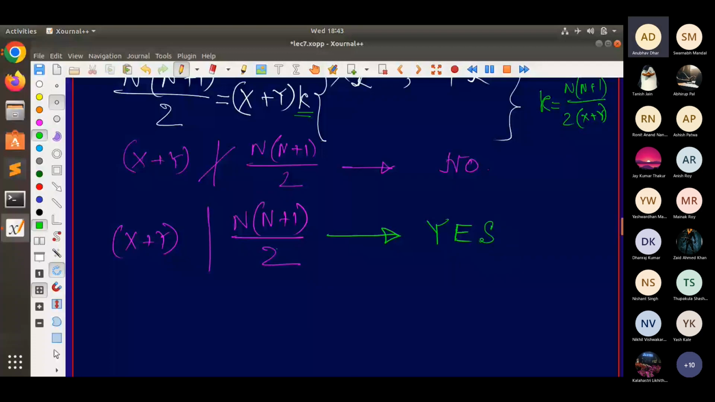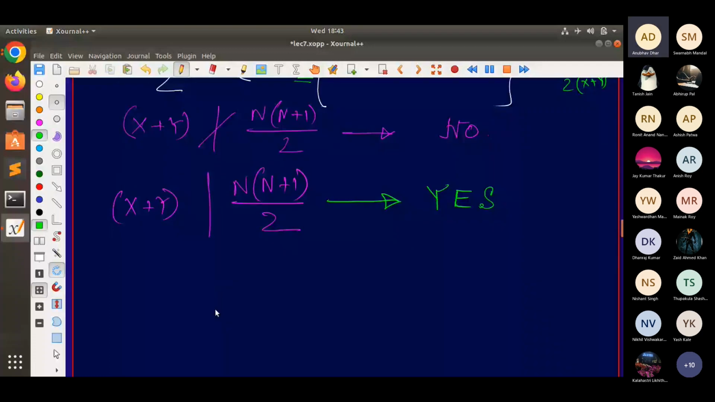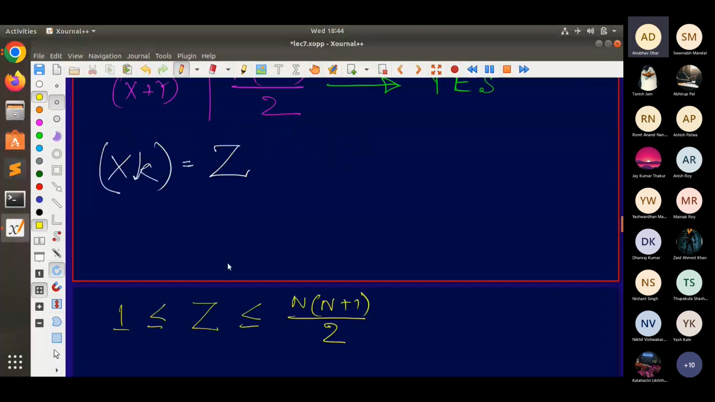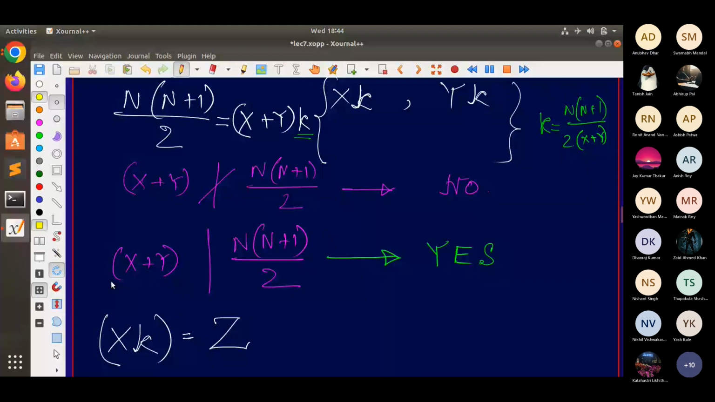So now, how can you do this? You just need to find this sum of x k, the sum of the elements in the subset, which is equal to x times k. For simplicity, you can call x times k equal to z. Now observe one thing. What is the range of z? z can be from 1 to n into n plus 1 by 2. Correct. z is a factor of this number, so it has to lie between 1 and this number. Great. Is that clear?